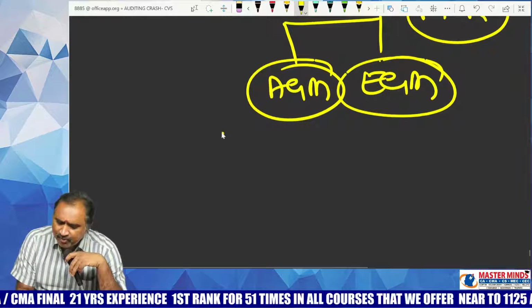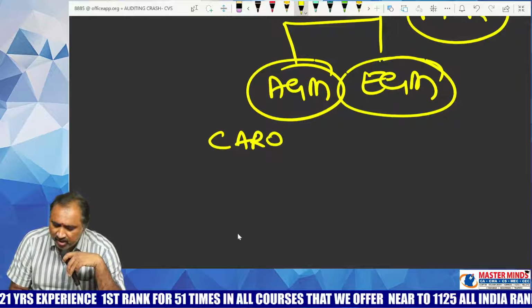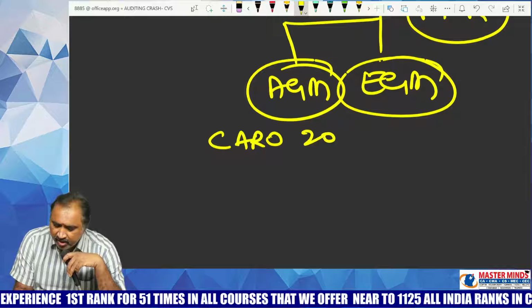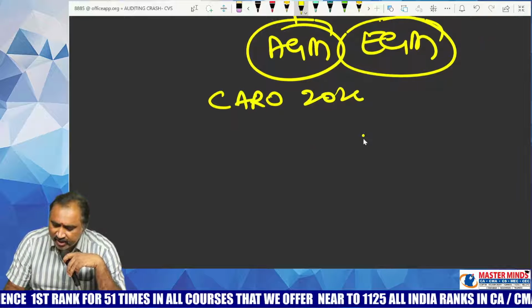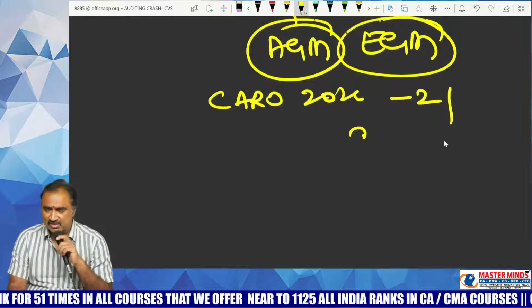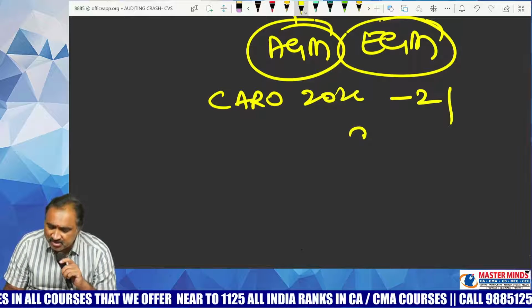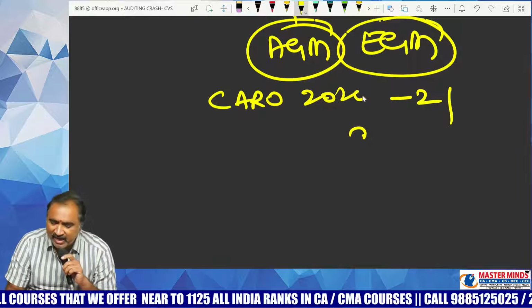You know very well about CARO, Companies Auditor's Report Order 2020. According to that, as an auditor, you need to verify and report on 21 matters. You need to make an inquiry about 21 matters under CARO, then you need to make a report.